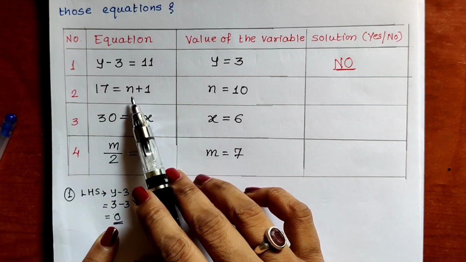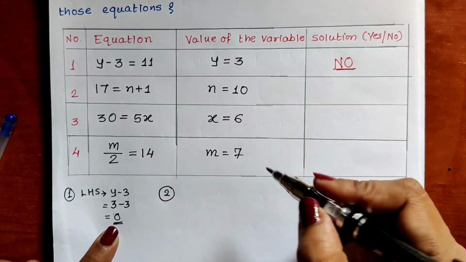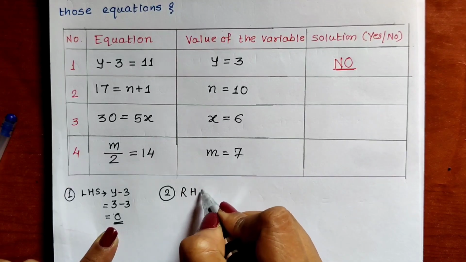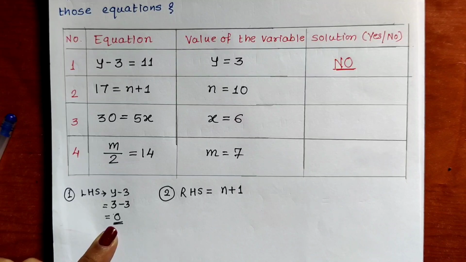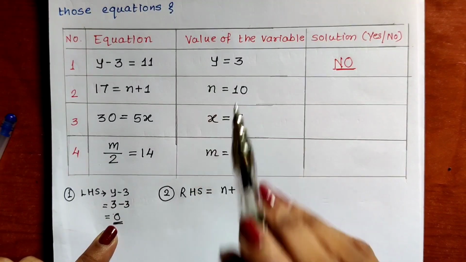The variable side is n plus 1, which is the right hand side. So I write right hand side, RHS. It is n plus 1. Okay, n plus 1 is the right hand side. Now the n value is given as 10.